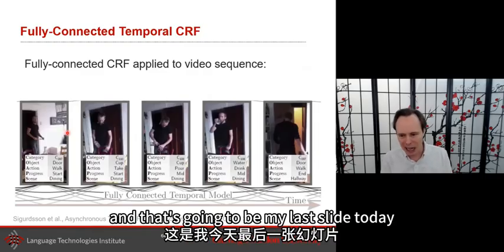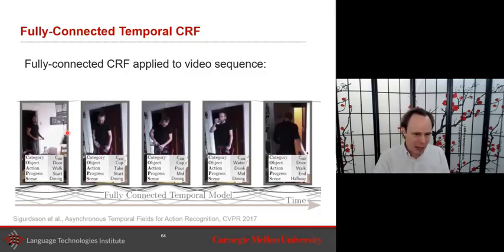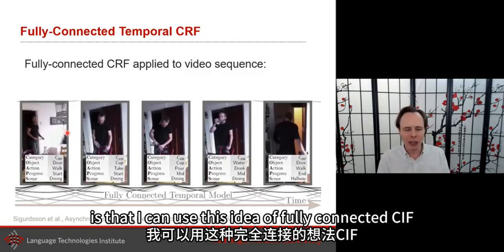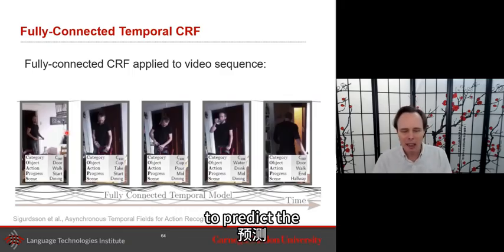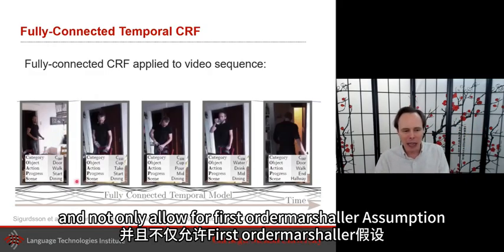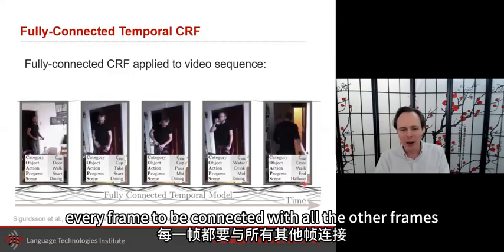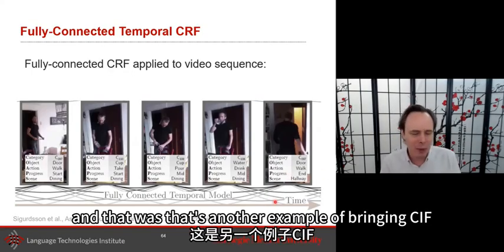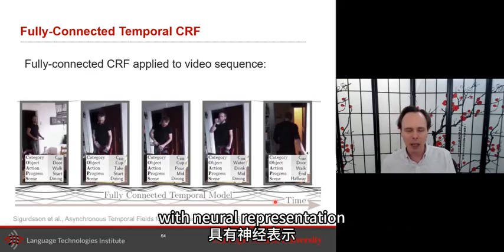And that's one of the papers presented for today, and that's going to be my last slide today. I can use this idea of a fully connected CRF to predict the action of every frame in the sequence at the same time, and not only allow for first order Markov assumption, but allow for every frame to be connected with all the other frames. And that's another example of bringing CRF together with neural representation.